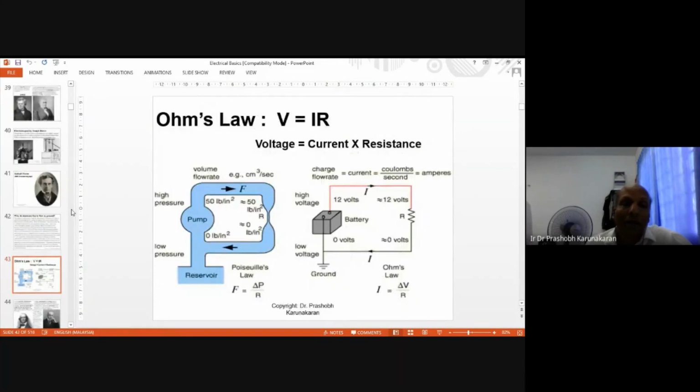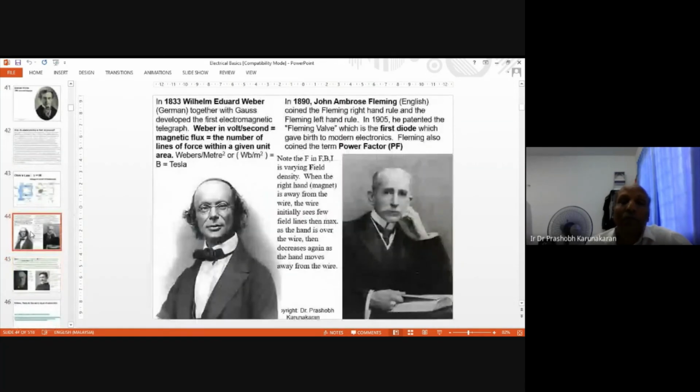And then you got Weber and Fleming. Fleming is the one who made this rule. He's also a pretty smart guy, Fleming.